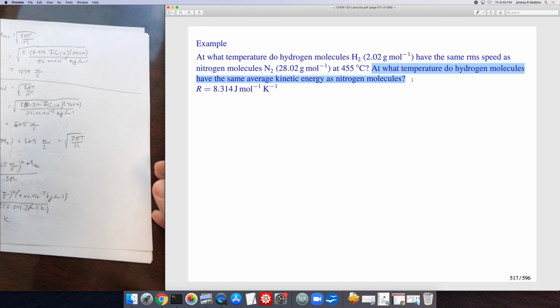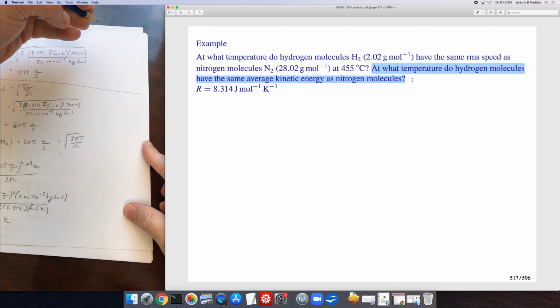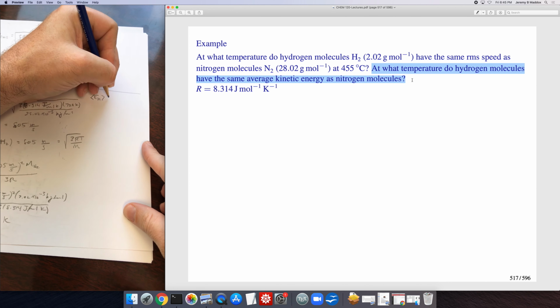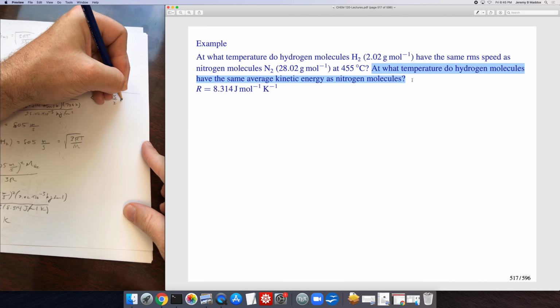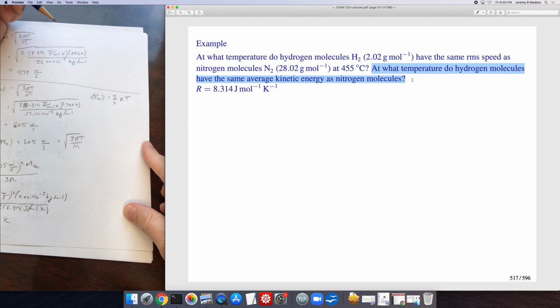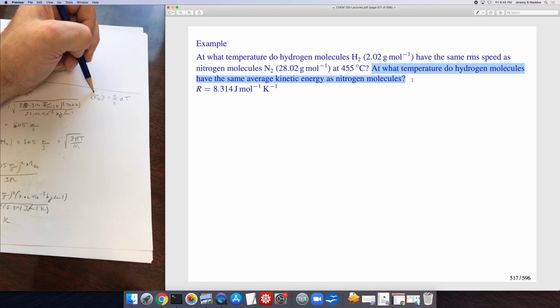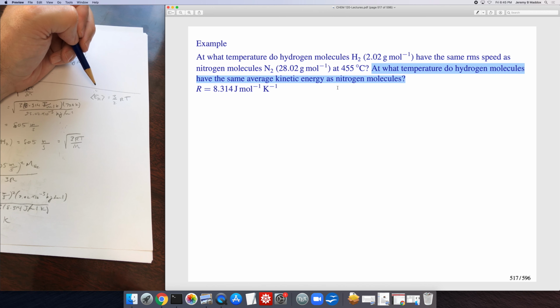This is actually a trick question because the average kinetic energy is equal to 3/2 RT. It only depends on temperature. And so if the two gas molecules have the same temperature, then they have the same average kinetic energy. Okay, so it's a trick question. At what temperature do hydrogen molecules have the same average kinetic energy as nitrogen molecules? The answer is 455 degrees Celsius.